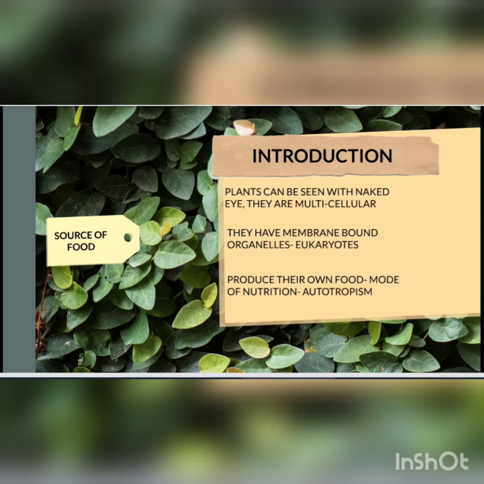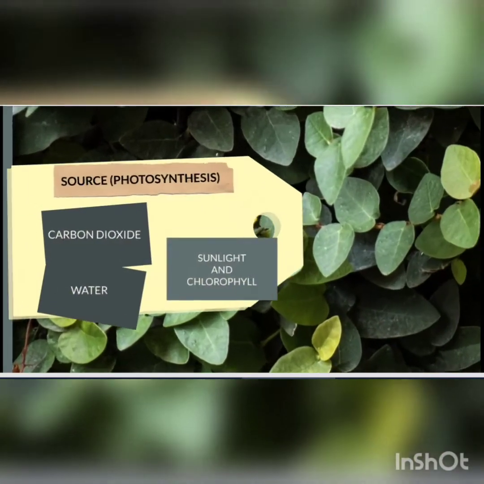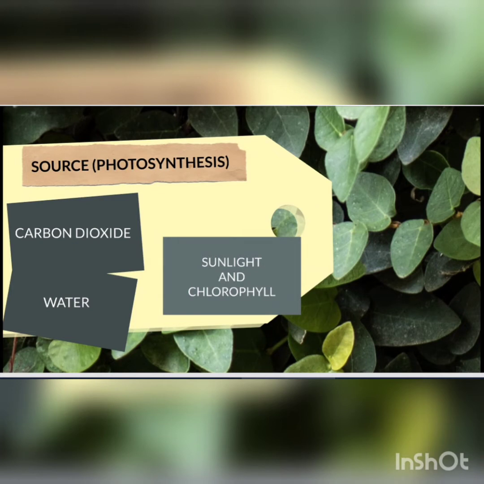So let us see how do they prepare their food. So I hope you're all aware their source of food comes from photosynthesis. The raw materials or the ingredients for photosynthesis are carbon dioxide and water. And this reaction is taken over by sunlight and chlorophyll. Sunlight is the energy that is needed for the reaction, and chlorophyll concentrates sunlight into the chloroplast. Hence, the reaction takes place and plants produce glucose as their food and oxygen as the byproduct.